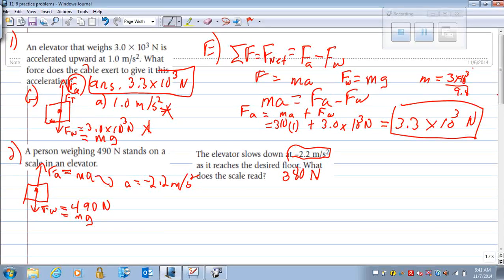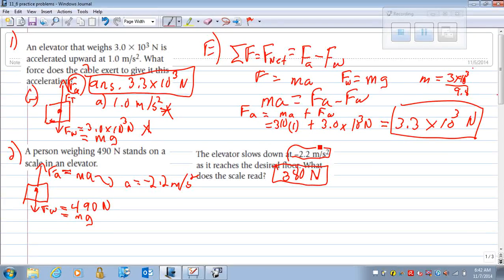Make sure our answers are all plain here. This is going to be our answer we're shooting for. So it wants to know, what is the scale going to read in the elevator as it is slowing down? Your intuitive sense should tell you it's going to show less than what the person initially really weighs if the elevator was still.